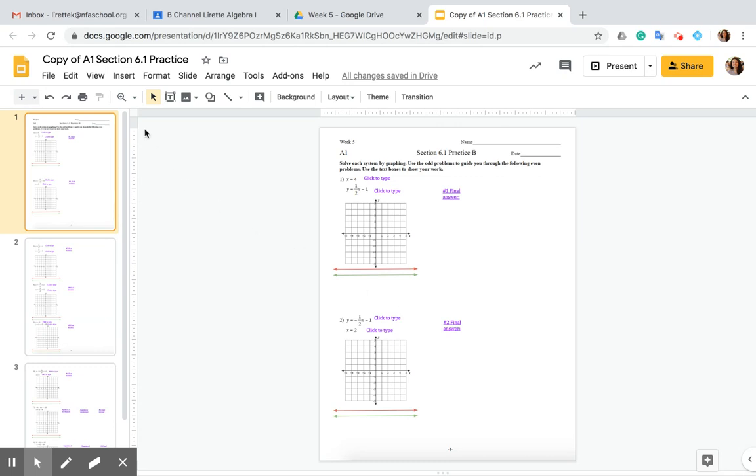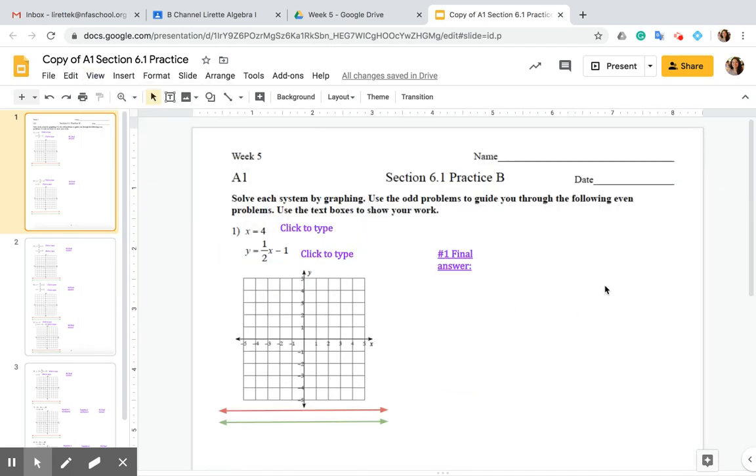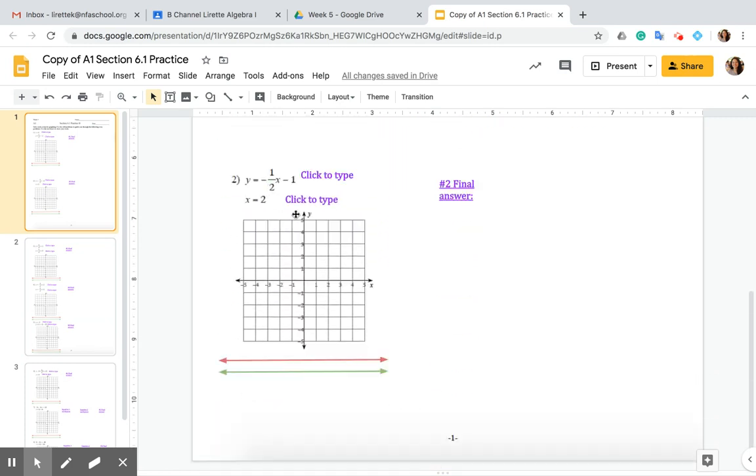So I'm going to zoom in so we can take a look at the instructions. This is going to be one of our week 5 assignments. It says solve each system by graphing. Use the odd problems to guide you through the following even problems. Use the text boxes to show your work. So basically, all of the odd problems will be guided, and I'll walk you through how to do them. You'll then use the odd problem to help you do the corresponding even problem.